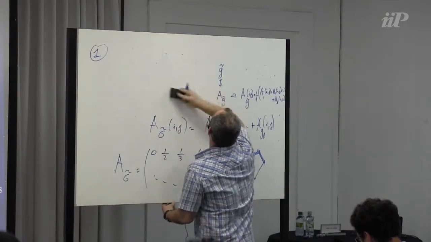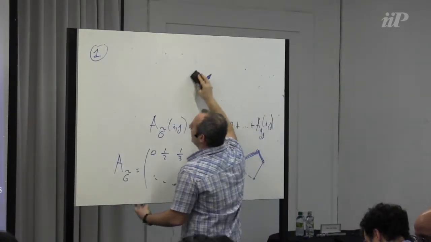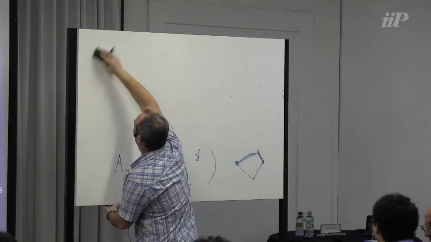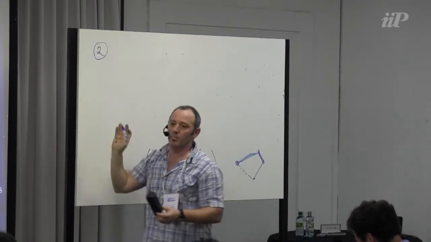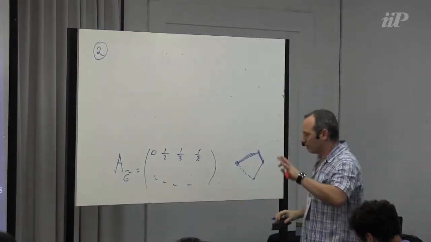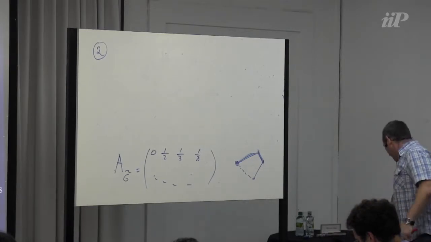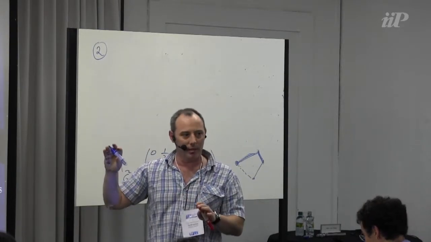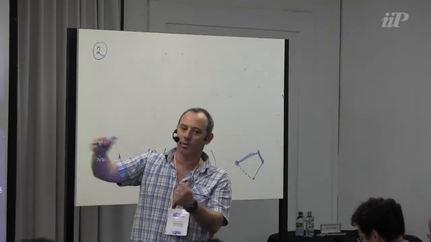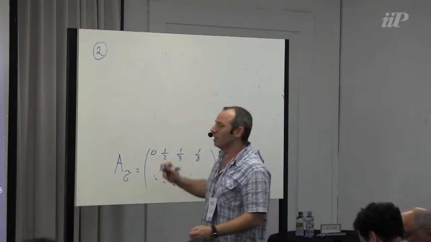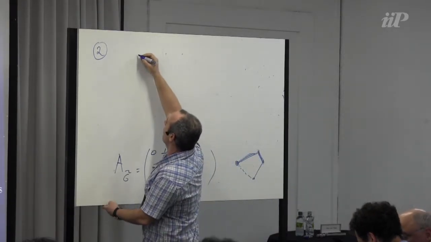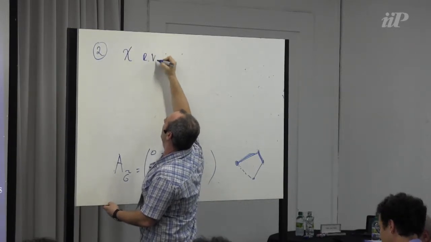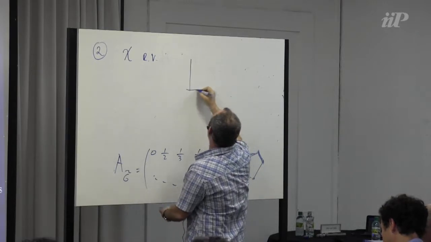So the second strategy is more simple. And I'm going to try to come back to random variables. So then we go to random networks. So now we have, again, random variables. And we have our dice.